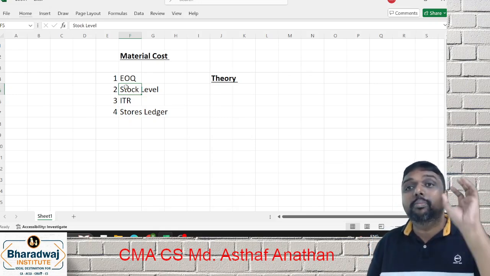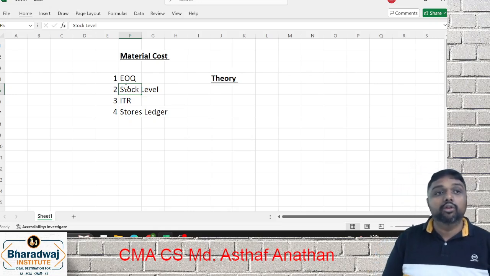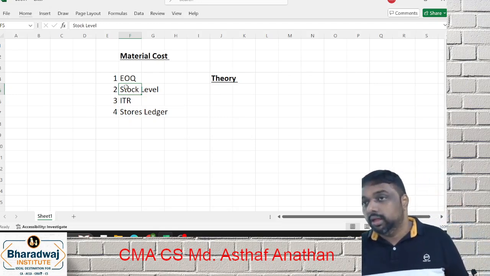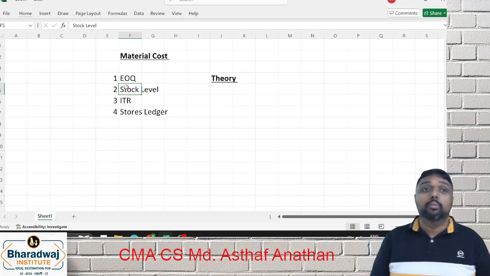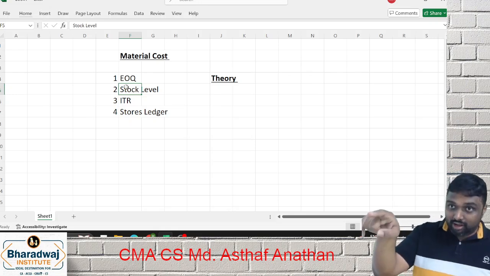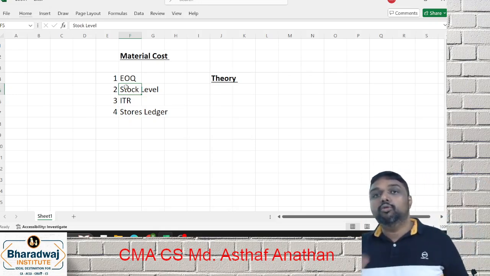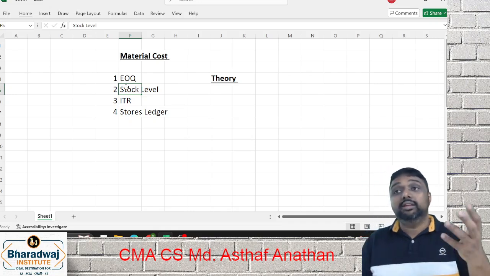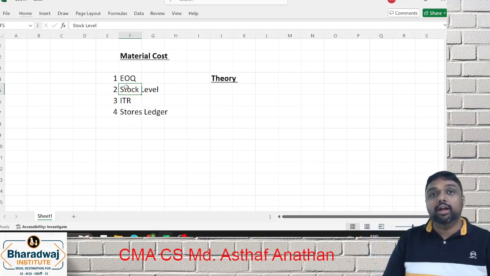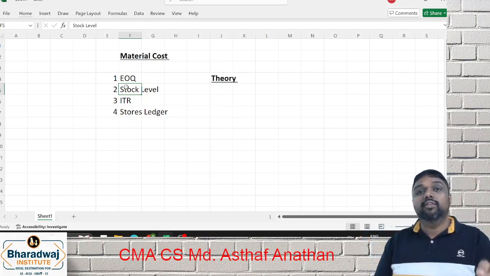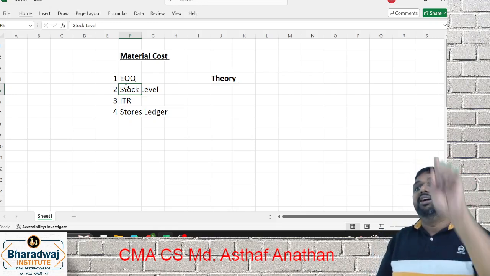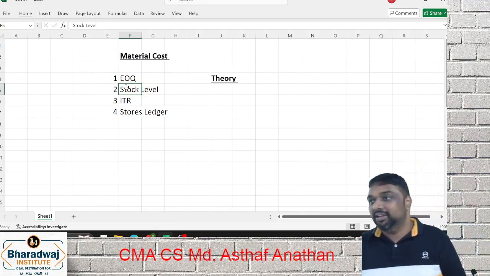Reorder level is equal to maximum consumption into maximum reorder period. Then what is the formula for maximum stock level? Reorder level plus reorder quantity minus minimum consumption into minimum reorder period. What is reorder quantity? They have to give the reorder quantity. If they are not given, EOQ is the reorder quantity. Do you understand, my dear friends?